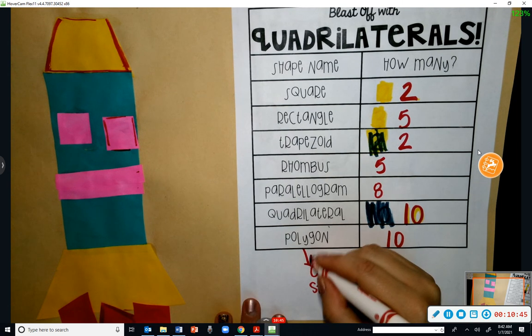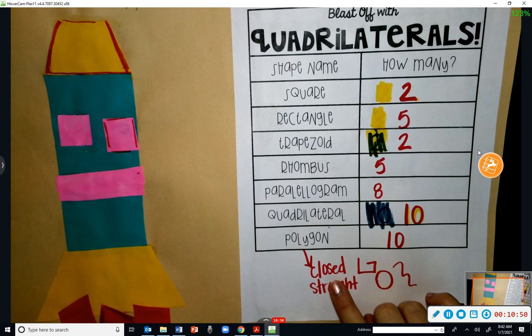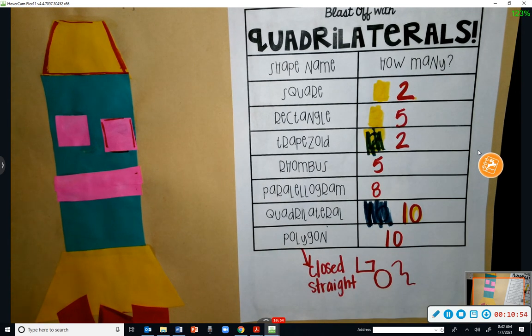Polygon, all that means, Kelsey, is the sides are straight and it has to be closed. You can't leave it open like this. Okay? Do we have this correct on our papers now?